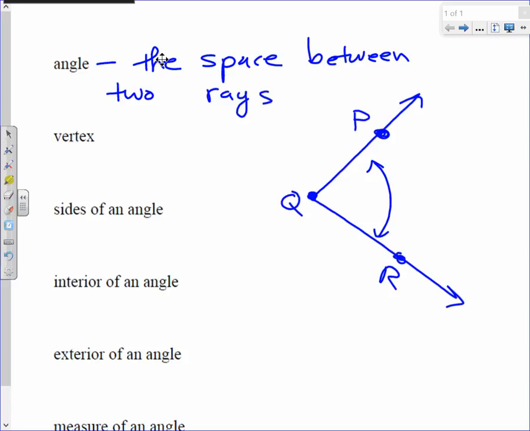What's the vertex of an angle? Well, it's the point where both rays meet. That's your vertex. Put an arrow from the word vertex to the angle.